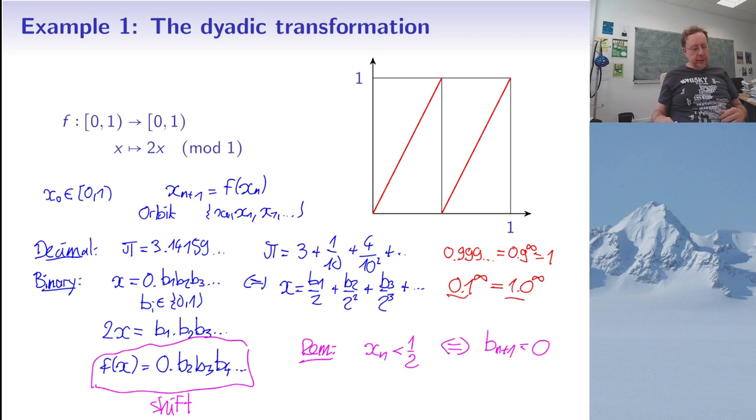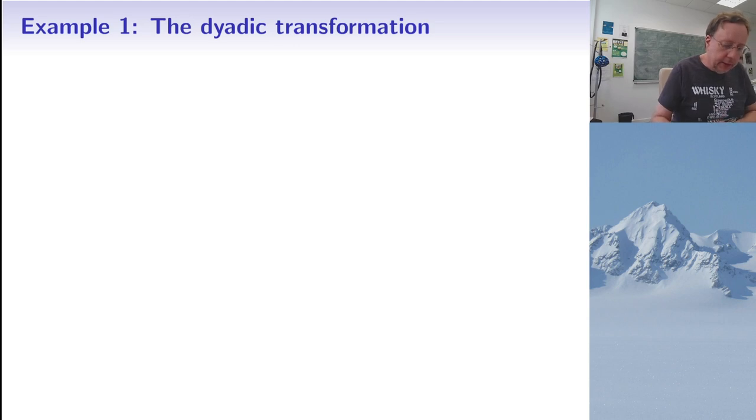So what you see here is that if I know the binary expansion of my initial state, I immediately know where the iterates will be compared to 1/2. So for every binary digit equal to 0, I will be smaller than 1/2 and otherwise larger than 1/2. Now this has some interesting consequences. So let's first talk about periodic orbits.